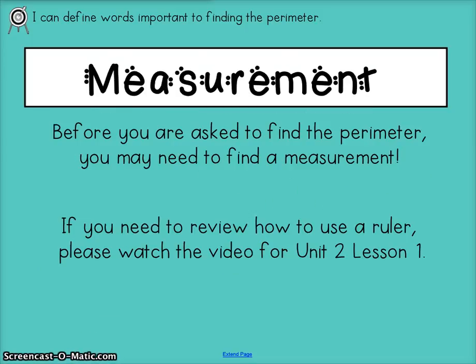So sometimes when we use the perimeter of something, we may need to find a measurement before we can find the perimeter, okay? That means that if you have a piece of paper and on there it says find the perimeter and there are no measurements around your rectangle, you might need to use a ruler to measure the exact side lengths before you do your work to find the perimeter. So if you are not sure how to do that, you don't remember how to use a ruler, please review the video for Unit 2, Lesson 1 in order to prepare for what we are going to learn tomorrow.